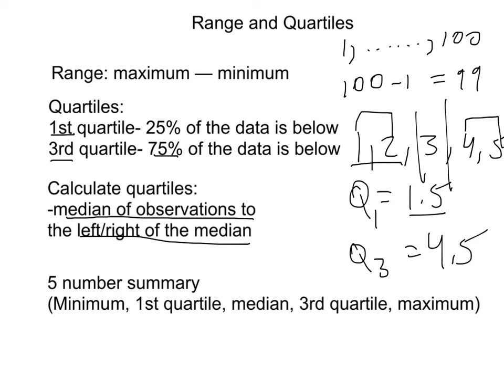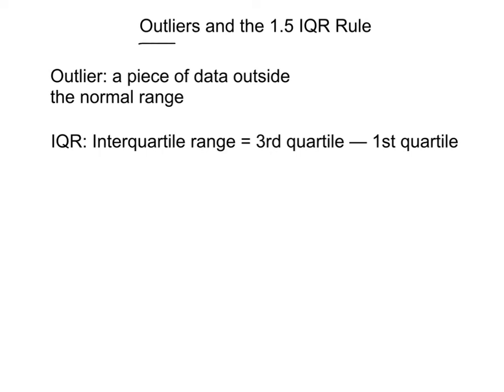And so really, your quartiles are going to be of use to you when you're creating different graphs. For example, there's a thing called the 5-number summary, and that's used when you create box plots. Your 5-number summary is going to be your minimum, your first quartile, your median, your third quartile, and your maximum.